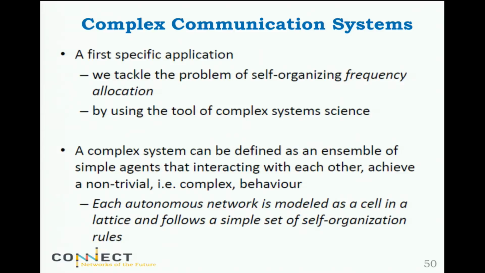So today we are going to see one example of how we define complexity. And we will basically model each autonomous network as a cell in a lattice. And this network, or whatever black box, it doesn't need to be a network, it can be a base station, honestly it doesn't matter. It will follow a simple set of self-organization rules, and then hopefully you'll get something good out of it at the global level. Any question or comment? Nope.